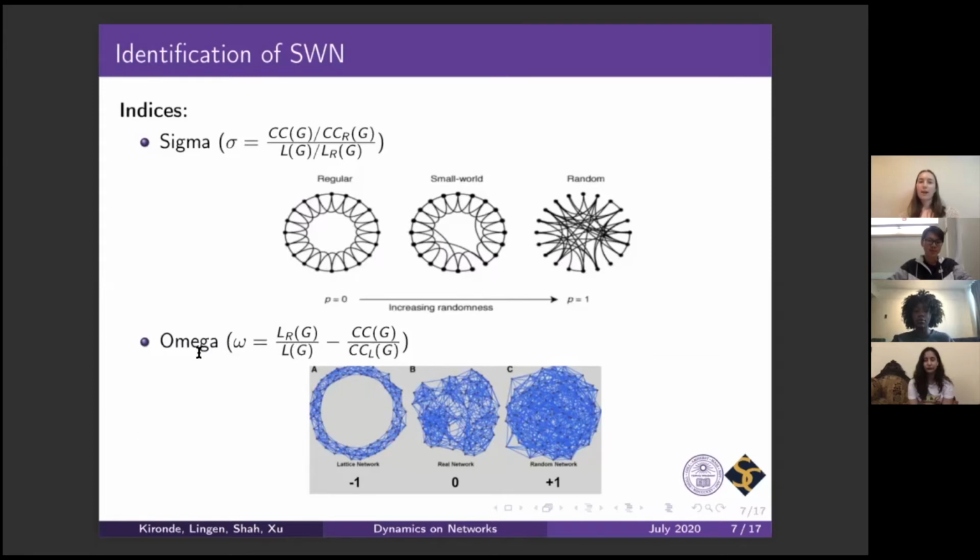Omega compares the graph of interest to a lattified version of the graph. Similar to sigma, the comparison is drawn through clustering coefficients and characteristic path lengths. Omega values can range from -1 to 1, with intermediate values again being characterized as small world networks. The omega index is able to more accurately identify these types of networks as compared to sigma, and also allows for greater scaling, which proved quite helpful when we wanted to study larger networks such as disease modeling.